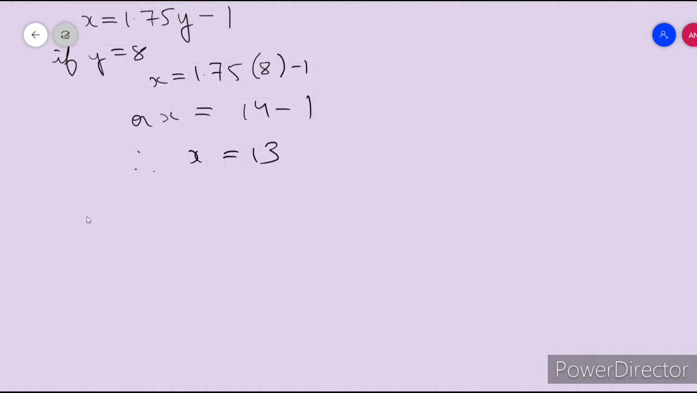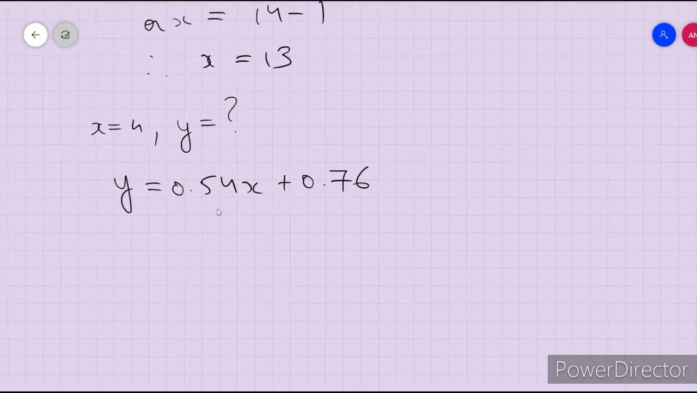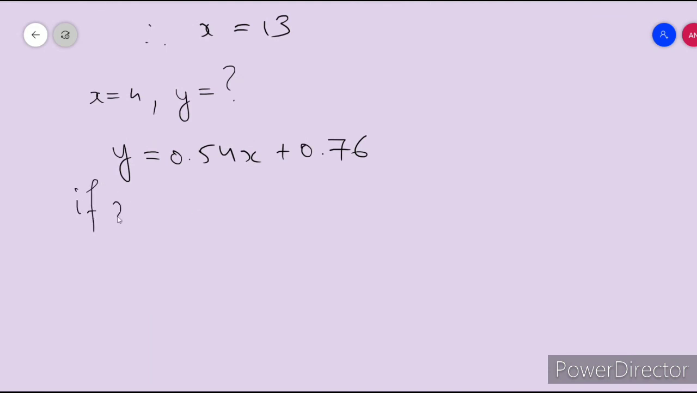And next we have to find y if x is equal to 4. If x is equal to 4, what is the value of y? This again tells us that since y is to be found out, it must appear on the left hand side. So it is the dependent variable and x is the independent variable. And we've already found the regression equation of y on x, which shows y on the left hand side, x on the right hand side. So we simply substitute the value of x in this equation, and that is how we find the value of y.